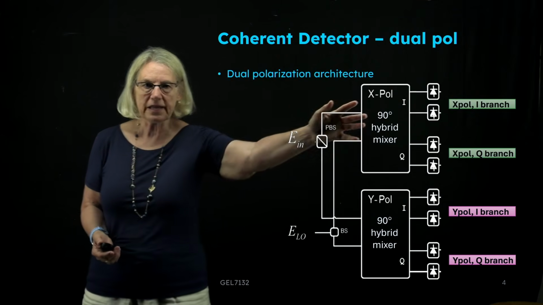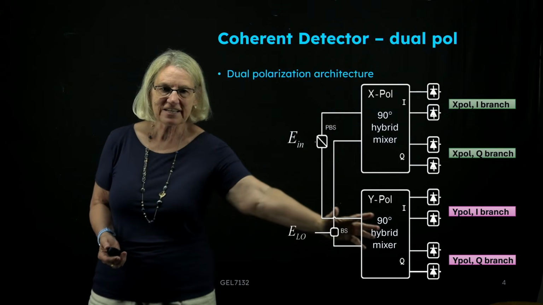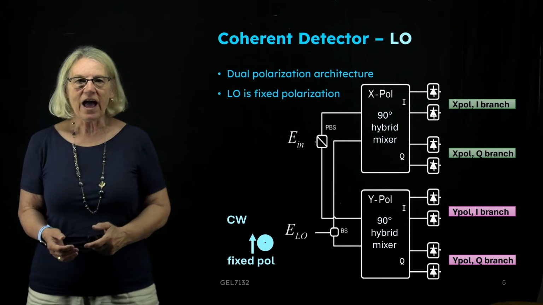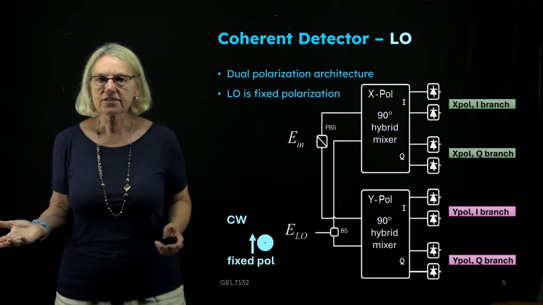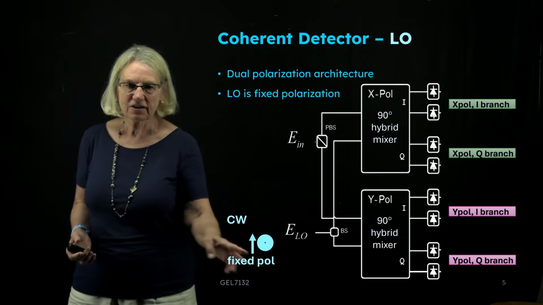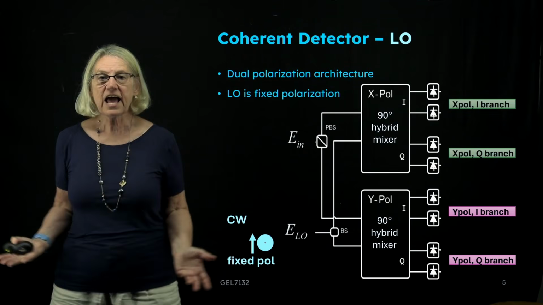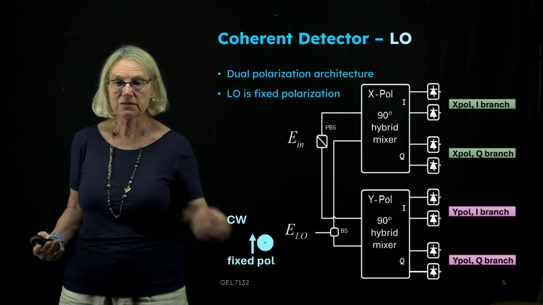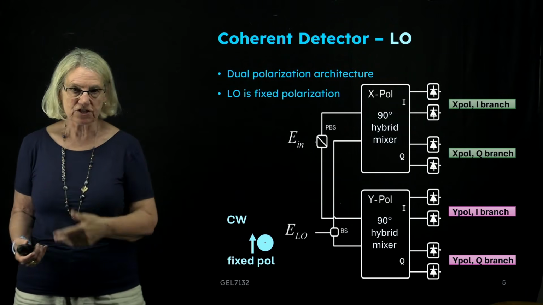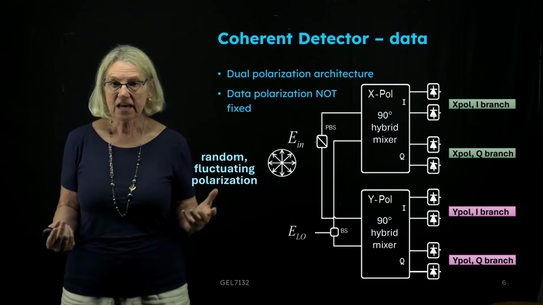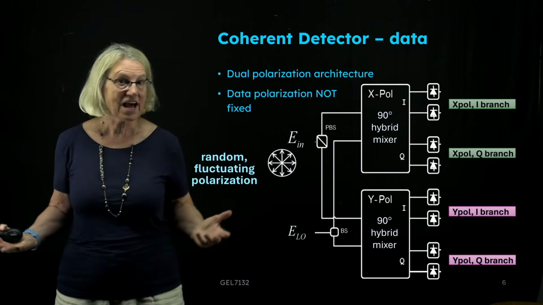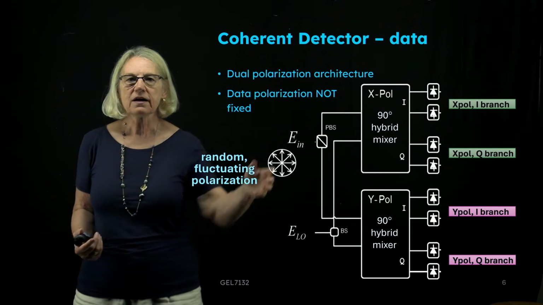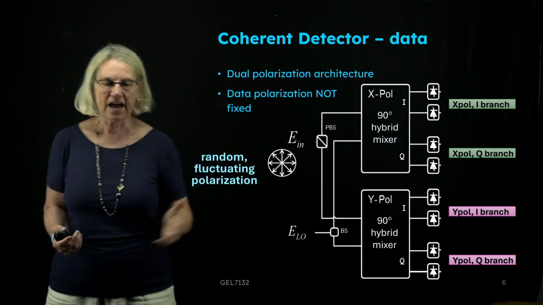So when we go from single polarization to dual polarization, basically we're just repeating these architectures. So we have one in place for the X polarization, we have an identical one in place for the Y polarization. So let's start with the local oscillator. The local oscillator is being input here, and it can have a fixed polarization. I can choose, do I want it to be X, do I want it to be Y? I can pick the polarization. In the case of the data, the polarization is not fixed. I know that it's random and fluctuating with time, and so I'm going to have to deal with that.